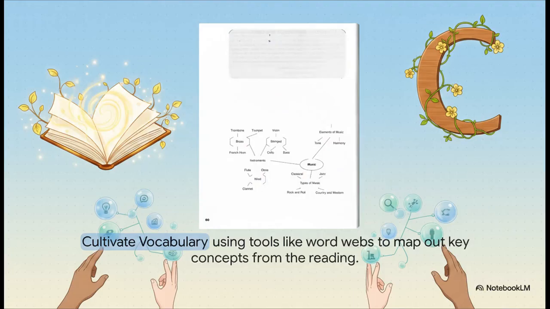Next, C is for cultivate. We have to build their vocabulary. A student can't understand a text if they don't know the words. An activity like a word web is perfect for this. You put a key concept in the middle and have the students brainstorm all the related words they can think of. It builds a map of the language they'll need.